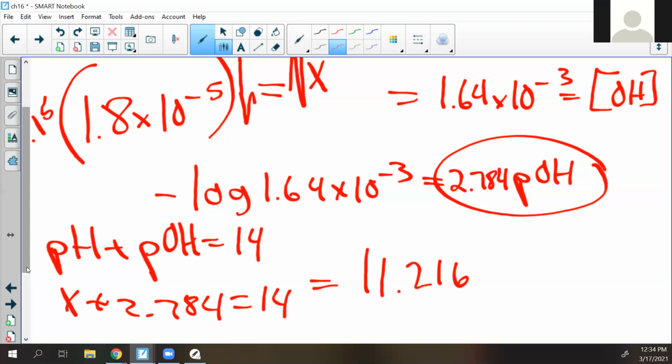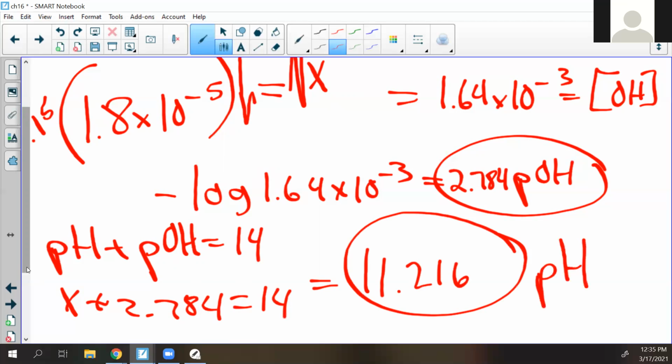Good enough? Yes, sir. And that is the pH of the solution of a weak base. I don't honestly have any idea how they figured that out. It was through experimentation, but I don't know how they would have figured that out. It is pretty crazy.